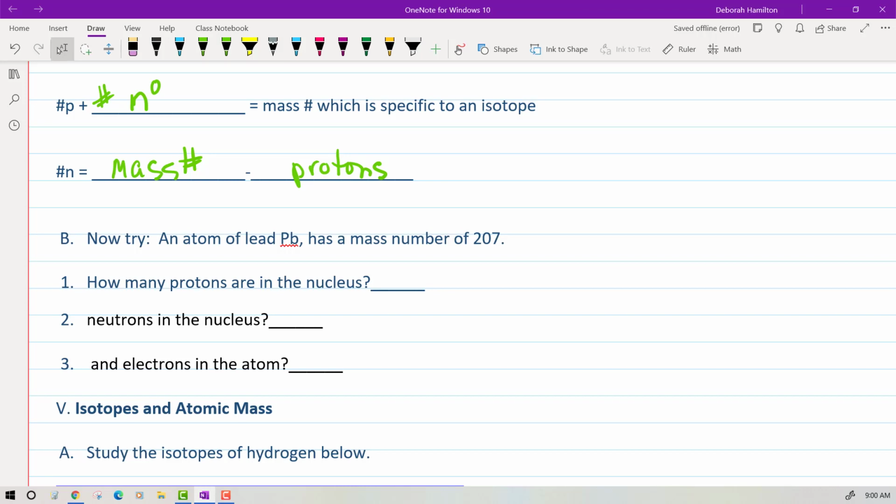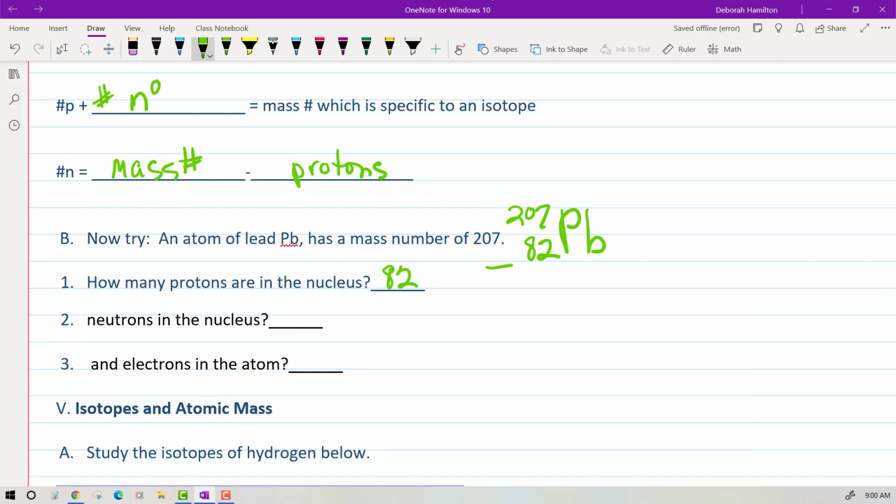Let's write the symbol for this isotope first, because that always helps you to see how to do the problem. So lead, it's 207. That means its mass number is 207. And I can look up the protons on the periodic table. It's to the right of the transition area, under the staircase. It's element number 82. So if it's atomic number 82, it has 82 protons in the nucleus.